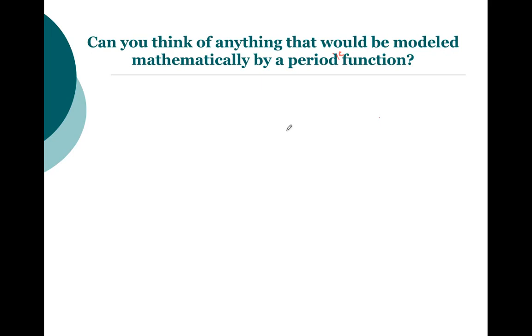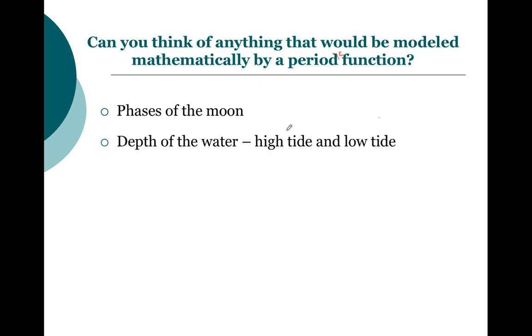Maybe you thought of phases of the moon. Maybe you thought of the depth of water, high tide and low tide, right? That has to do with the time of day, right? And it varies sinusoidally. Maybe the length of the day, right? Think about what happens throughout the year, right? Oh, the days get shorter, and then you get to the shortest day of the year, and the days get longer. That's a periodic function. It's going to vary sinusoidally.